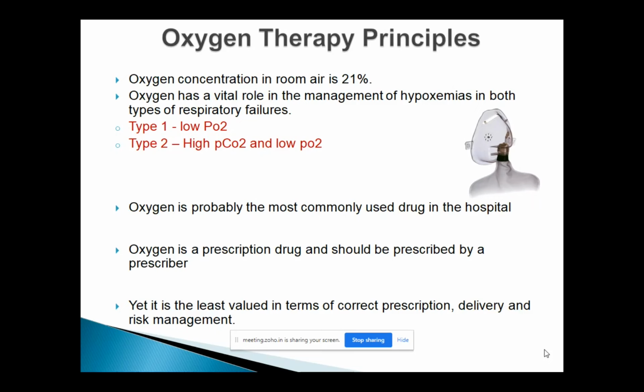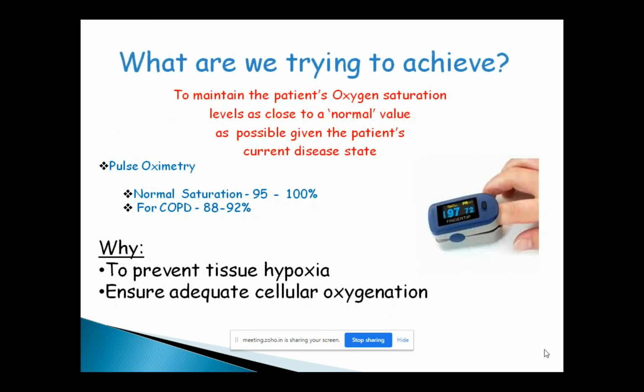So people prescribe oxygen without realizing whether it's done properly, what they're trying to achieve, and without analyzing what would be the risk to that particular patient if the oxygen is not prescribed properly. So those are the areas we're going to clear and clarify those doubts. So by giving oxygen, what are we trying to achieve?